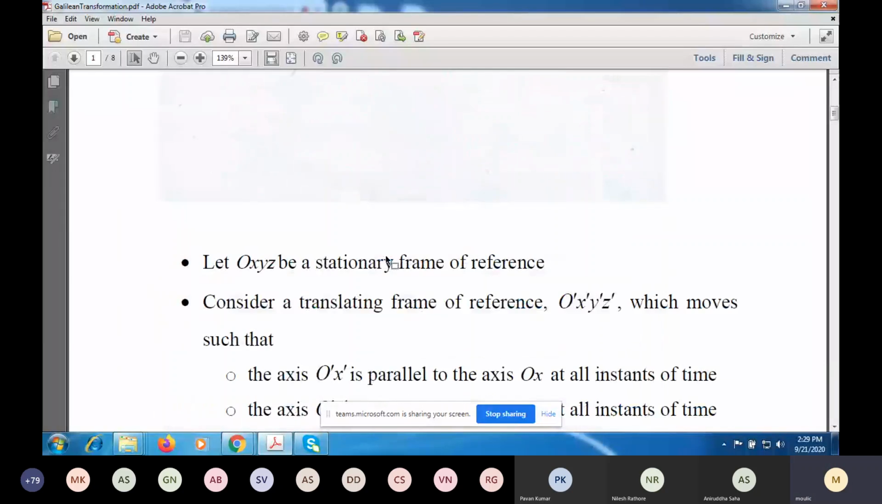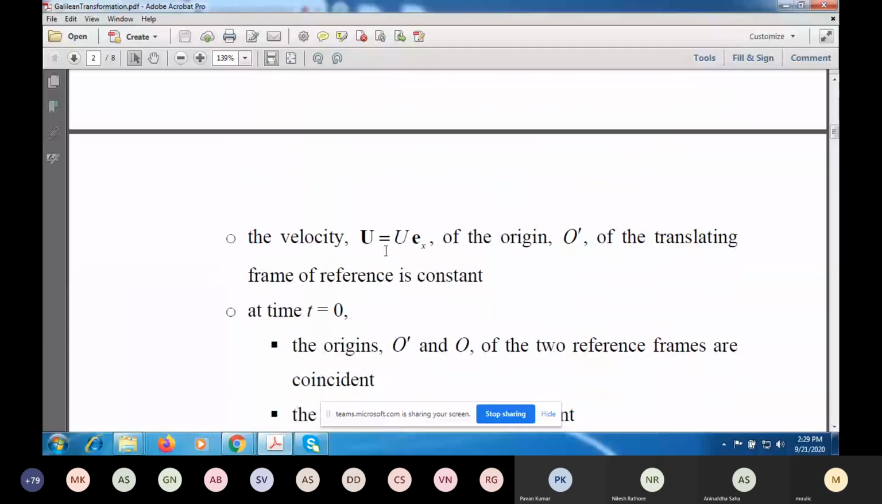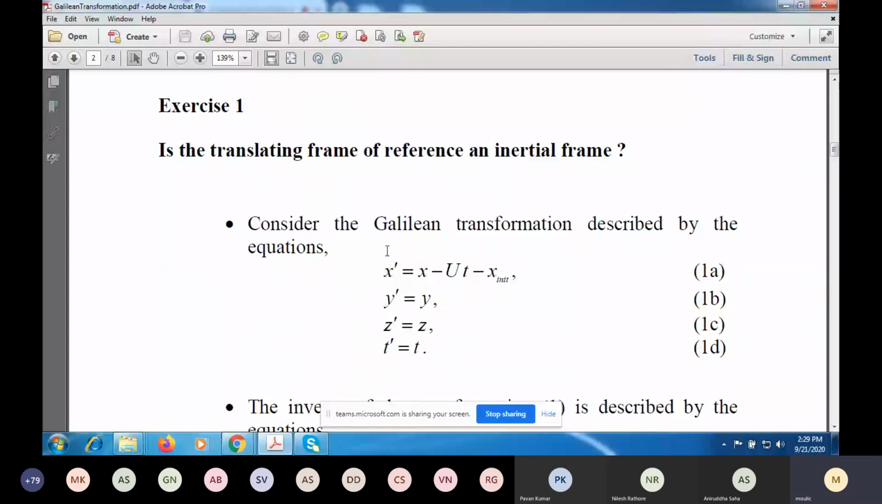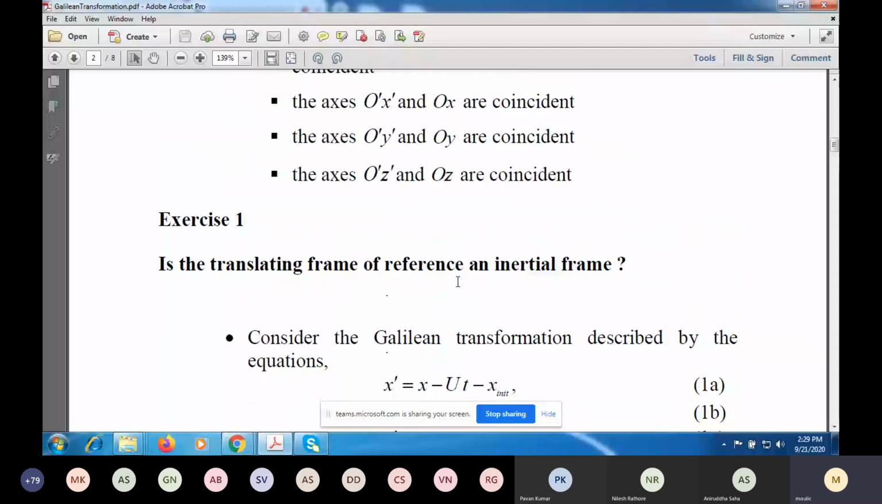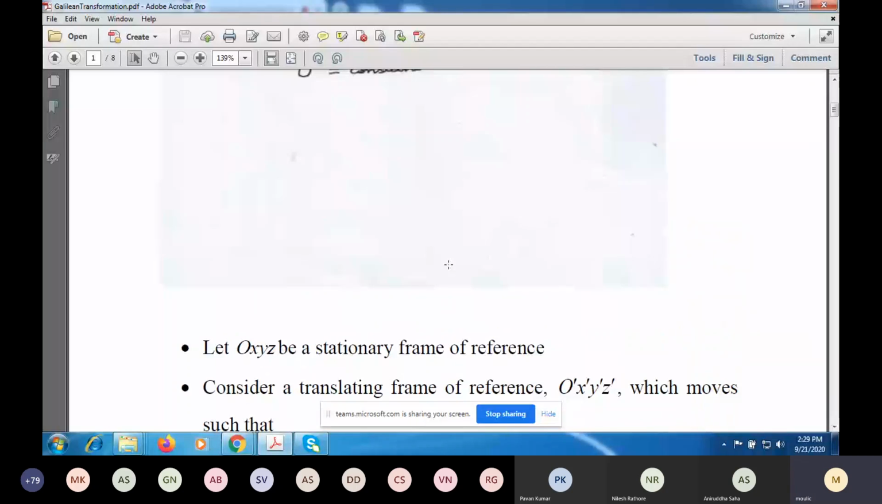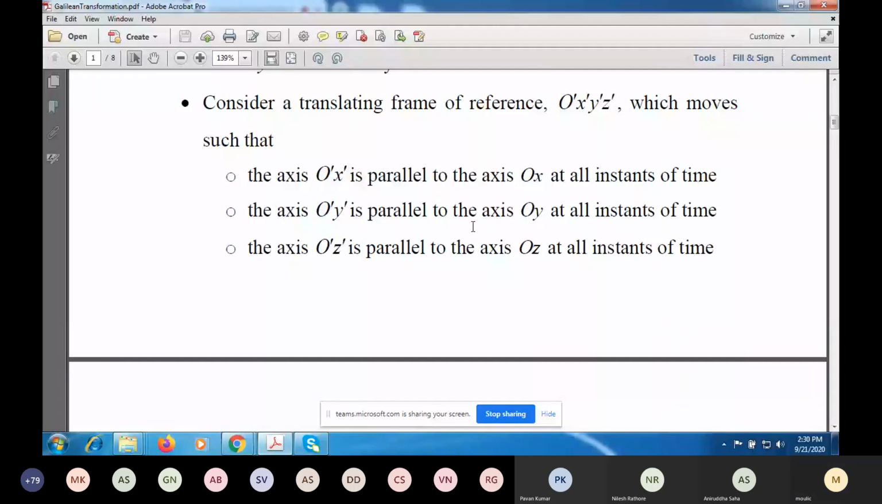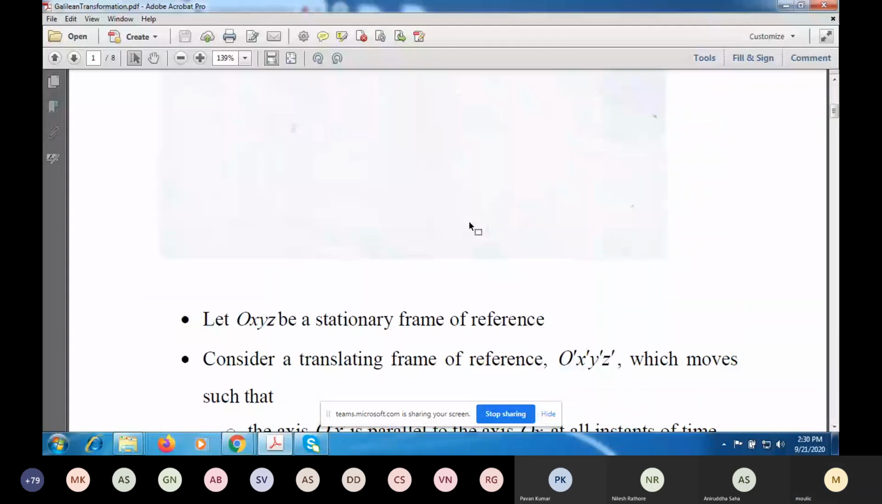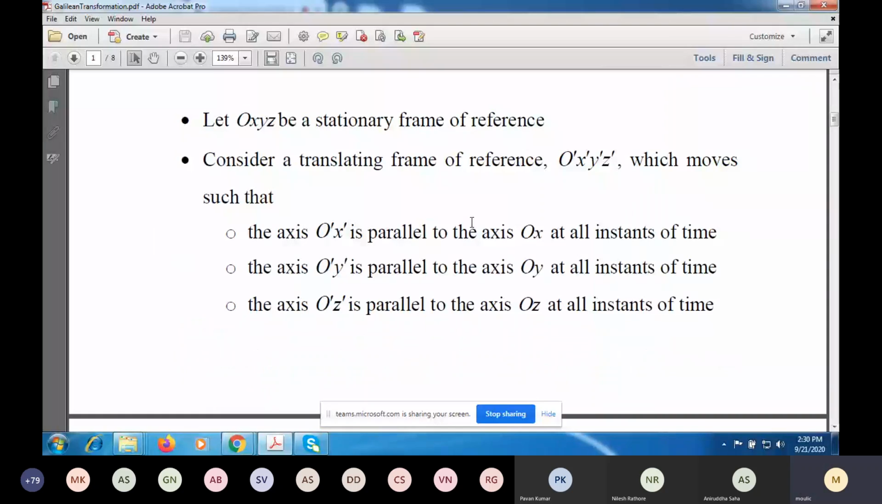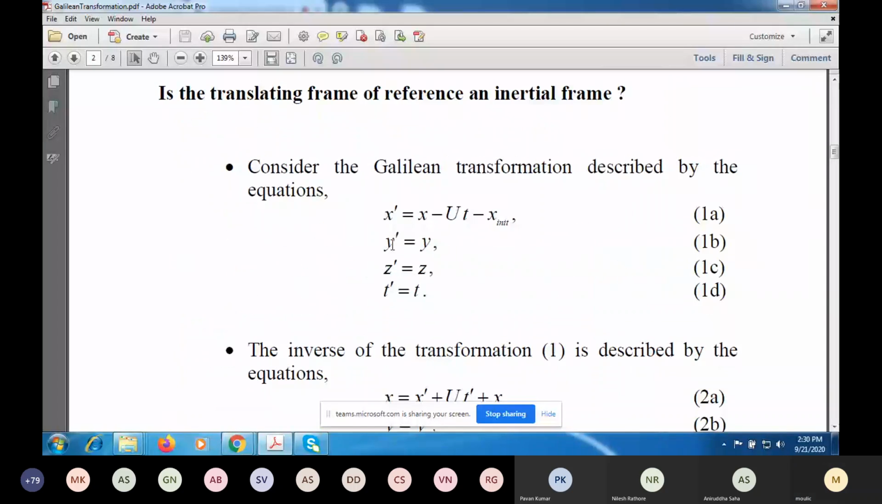So you will have x prime equal to x minus ut. But suppose at time t equal to 0, they are not coincident. Then at time t equal to 0, there will be an initial distance between the axis OY and OY prime, which I call x init. For simplicity, we are taking y prime to be y. We need not worry about z, but in general there will be a z prime. So the coordinates will differ only in the x values, if y prime is y and z prime is z.